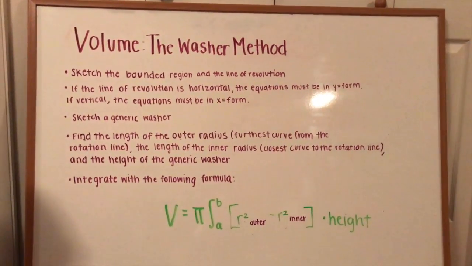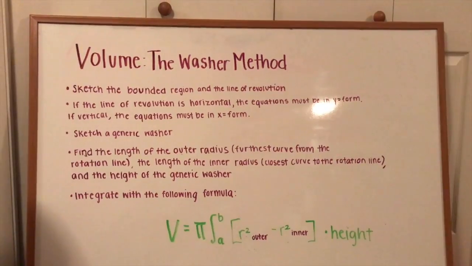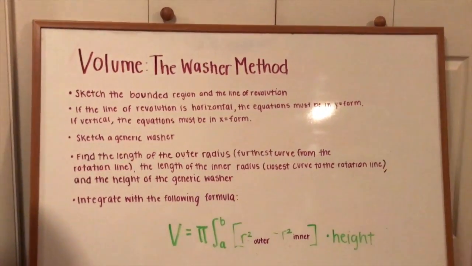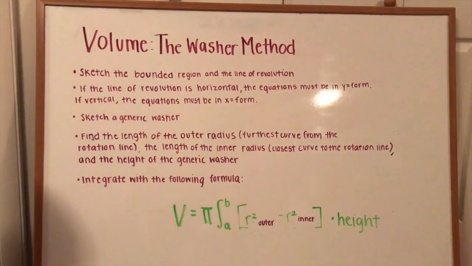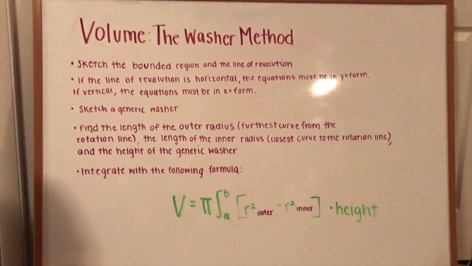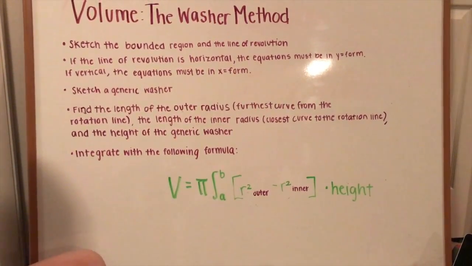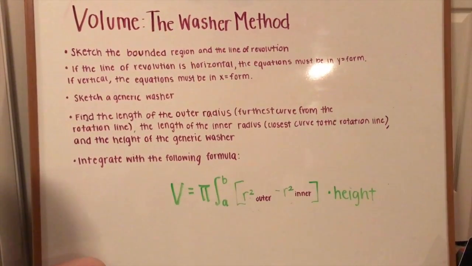So the next lesson is volume, the washer method, and some of the steps in this are similar to the disk method. First, you're going to sketch the bounded region and the line of revolution. If the line of revolution is horizontal, the equations must be in y equals form. If vertical, the equations must be in x equals form.